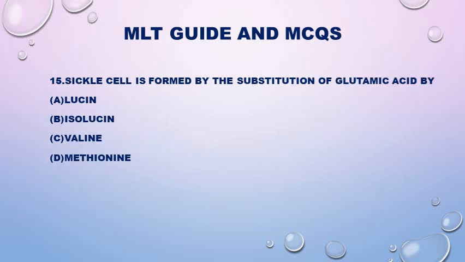15. Sickle cell is formed by the substitution of glutamic acid by options A. Leucine, B. Isoleucine, C. Valine, D. Methionine. And the answer is C. Valine.